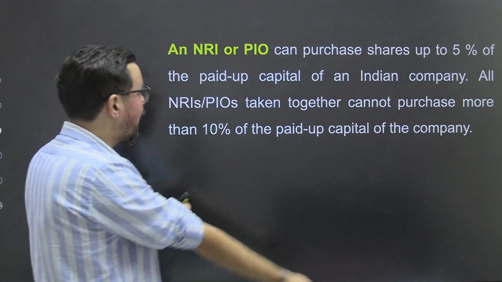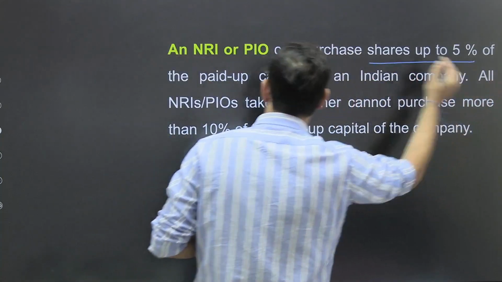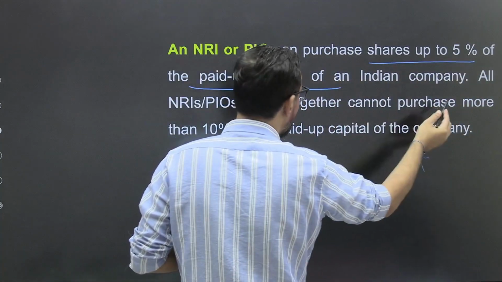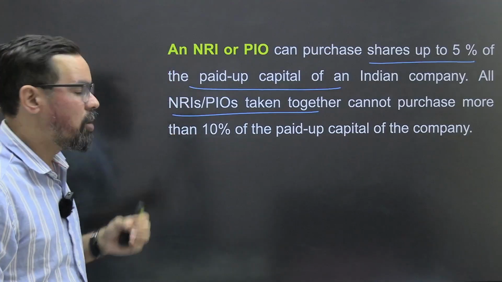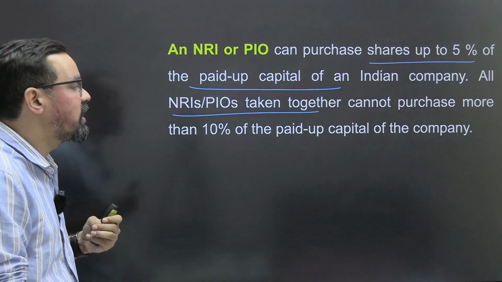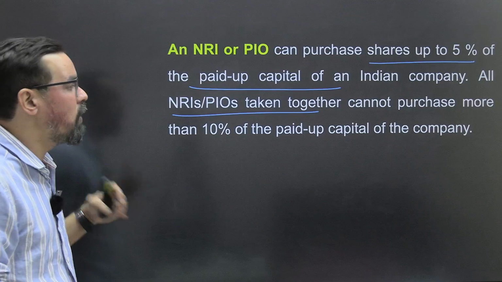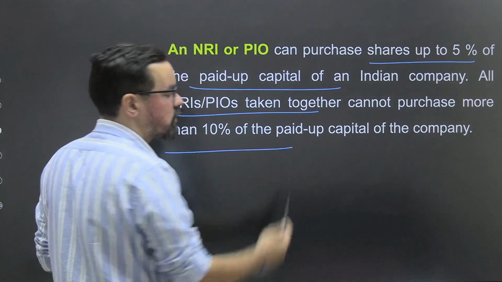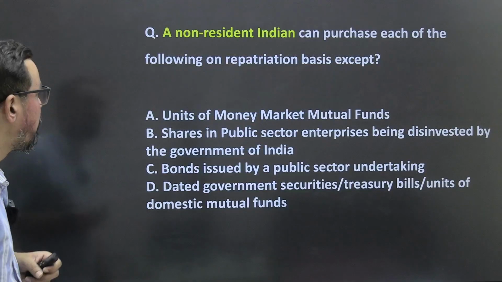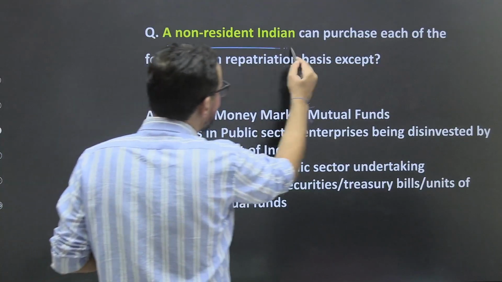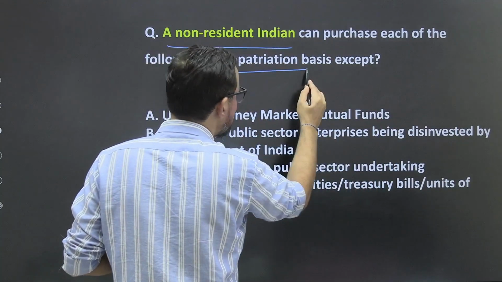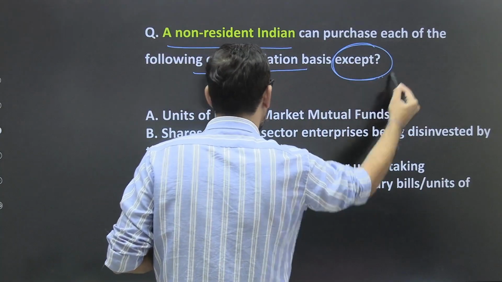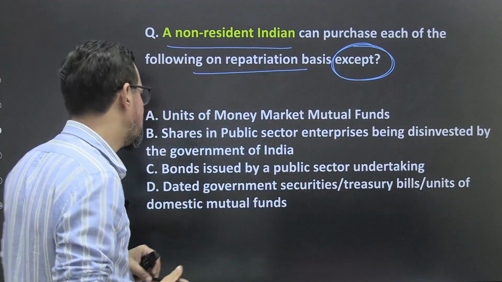Okay? An NRI or PIO can purchase shares up to 5% of the paid up capital of an Indian company. All NRIs or PIOs, persons of Indian origin, taken together cannot purchase more than 10%. So this is the ceiling, right? Next one. A non-resident Indian can purchase each of the following on repatriation basis except, so what will be your correct answer?